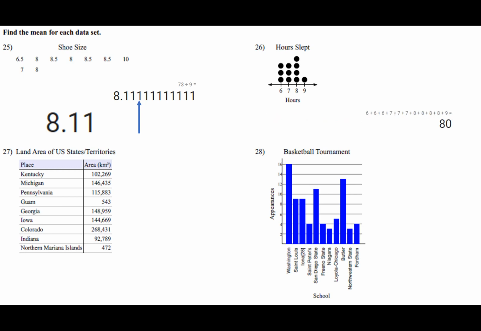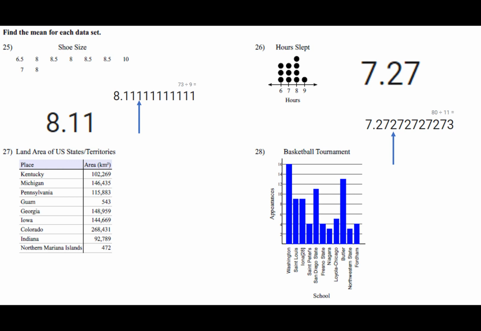I count how many dots I have. Let's see, 1, 2, 3, 4, 5, 6, 7, 8, 9, 10, 11. I added 11 numbers. So my 80, remember I added everything, I'm going to divide this by 11, because there's 11 numbers. Again, there's a big decimal number, so I'm going to take a look at my third decimal place. It is small. Remember, small means 4 or less. So my answer would just be 7.27. My answer will only have 2 decimal places. If my third decimal place was big enough, I would have said 7.28. But because it is small, 7.27.